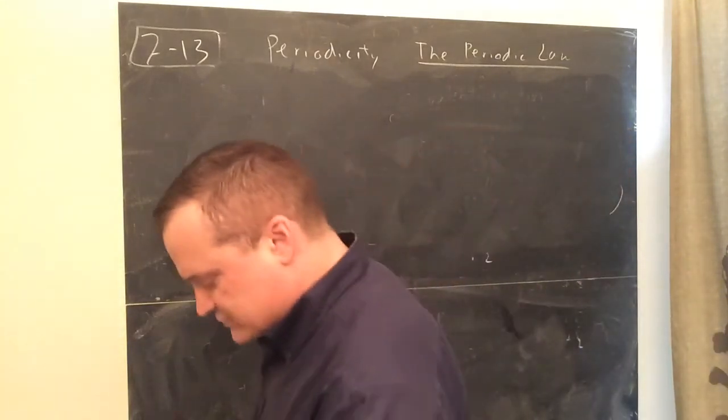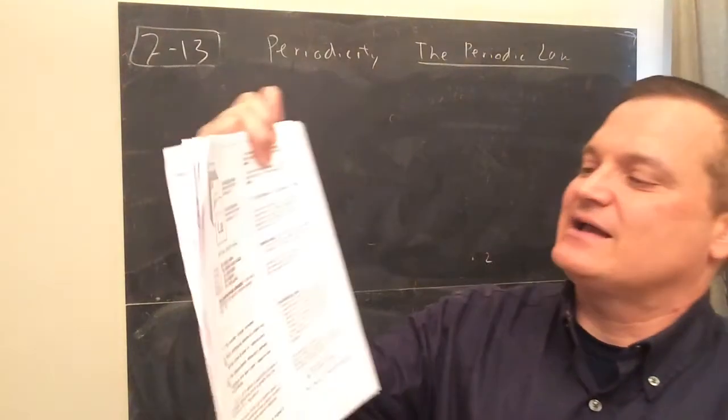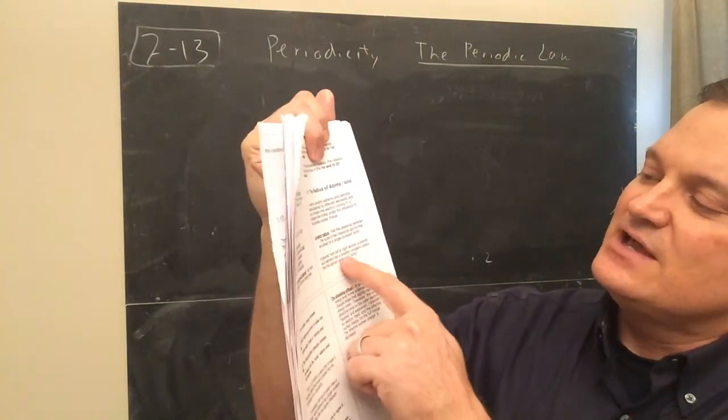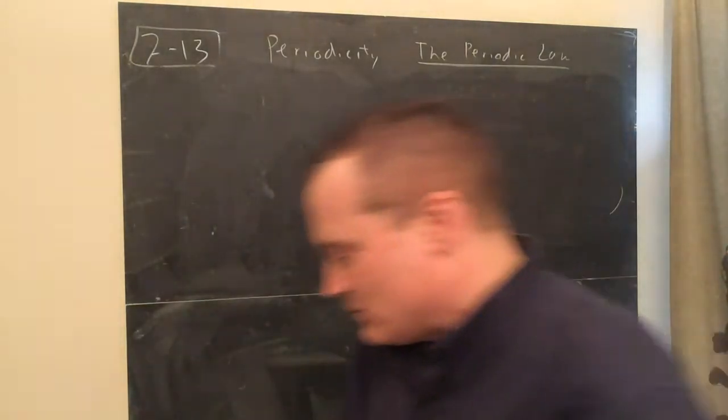Okay, so the first trend, I can see my notes. I need to move that down into here. I should have put a number 1 by it. One pattern is from left to right across a period, what happens.